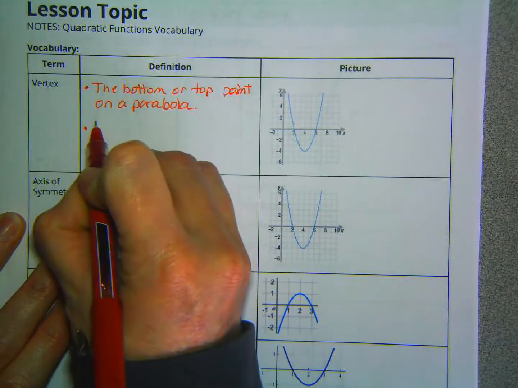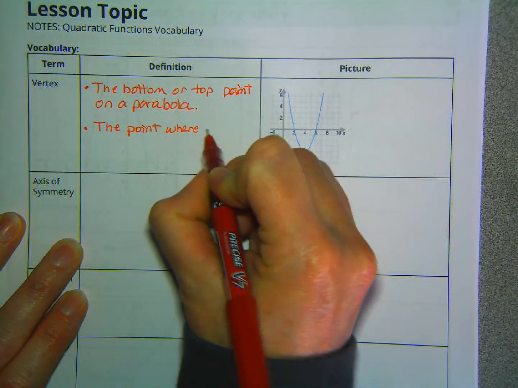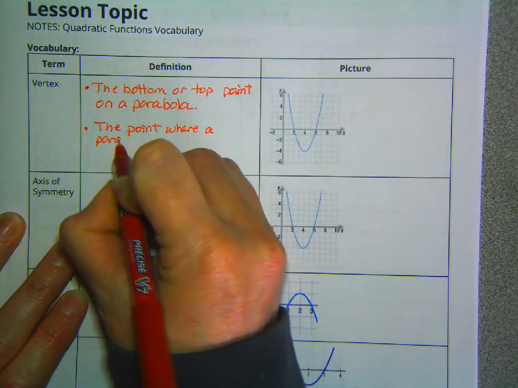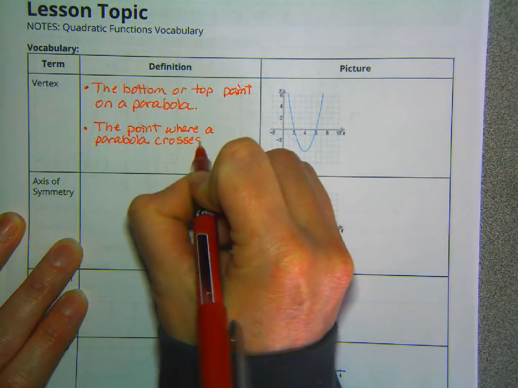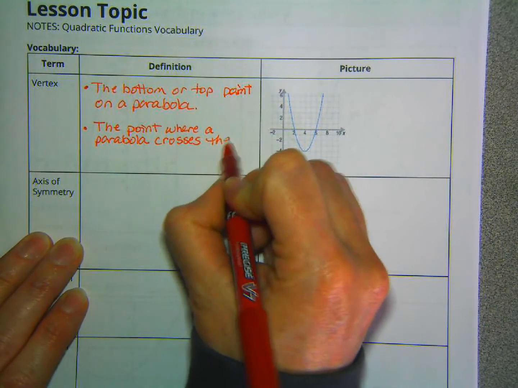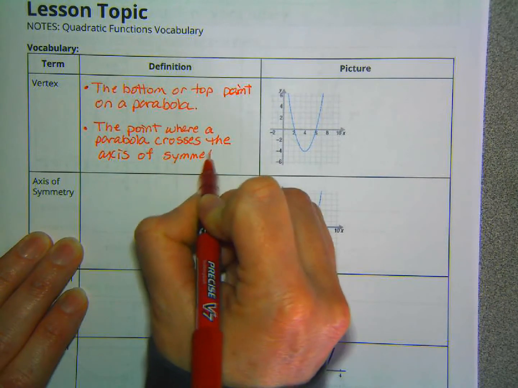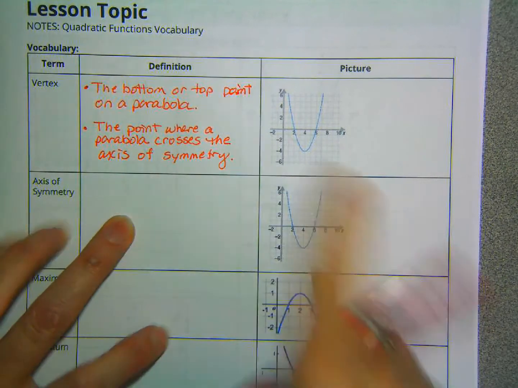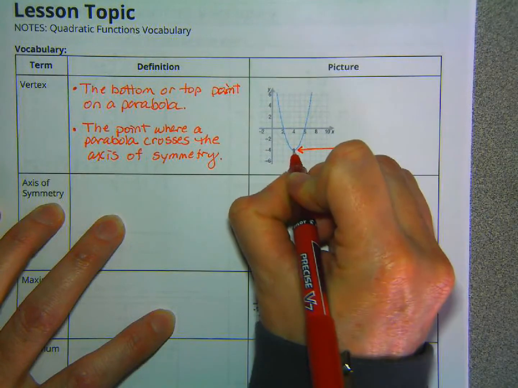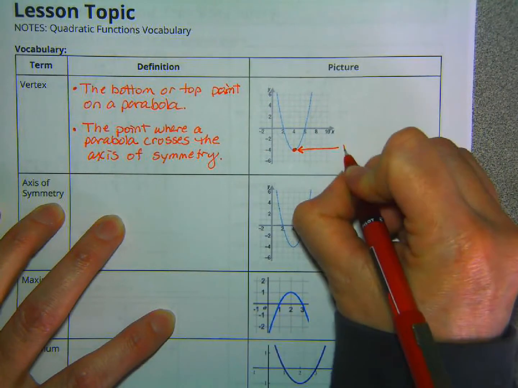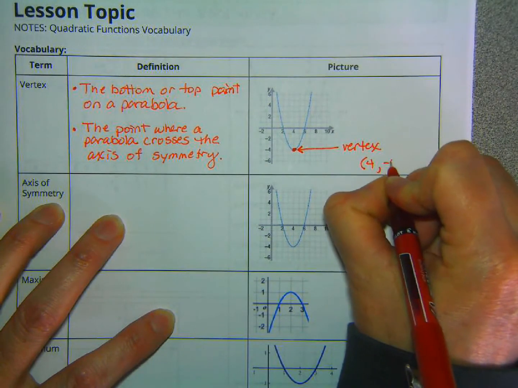Another way to look at it is it's the point where a parabola crosses the axis of symmetry. We'll address that next. So in this picture right here, the vertex is this point right here. In this case, it's the bottom point. So that is the vertex. If I were to ask you to tell what the vertex is, it is (4, -4).